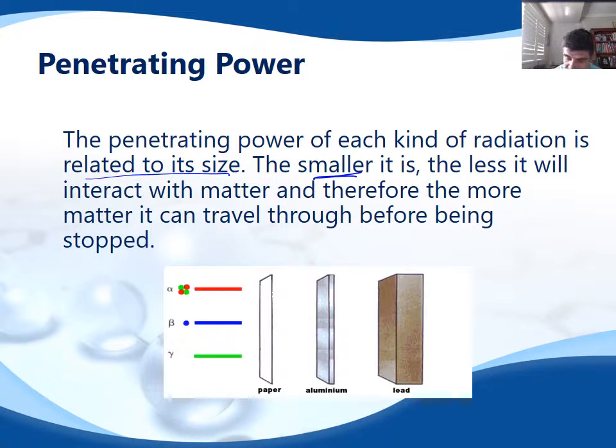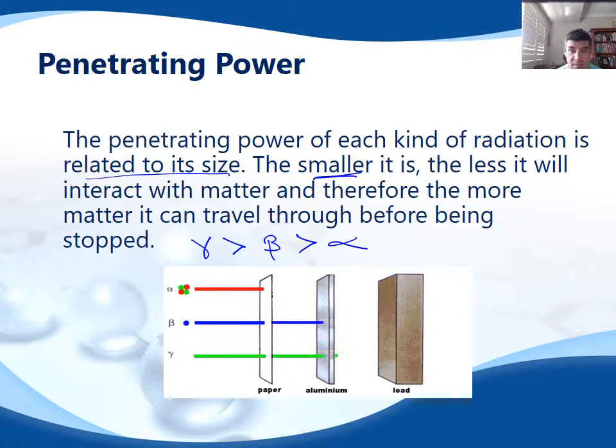What this means is that the gamma particle can actually penetrate much further through substances than the beta particle, and this again will penetrate further distances than the alpha particle. So virtually the reverse of ionizing power that we looked at in the last slide.